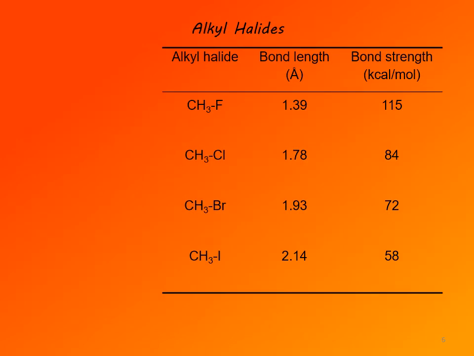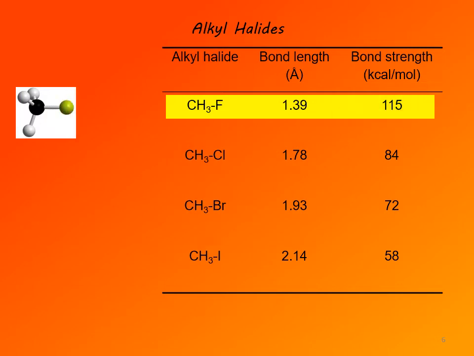Here in this table we have quantitative data for length and strength of alkyl halide bonds. So when we consider the carbon-fluorine bond, on the left we have a ball and stick model. By the way, fluorine here is shown as kind of yellow-green. By convention we represent fluorine as yellow, but this particular program that I used apparently for some reason shows the fluorine atom as kind of yellow-green.